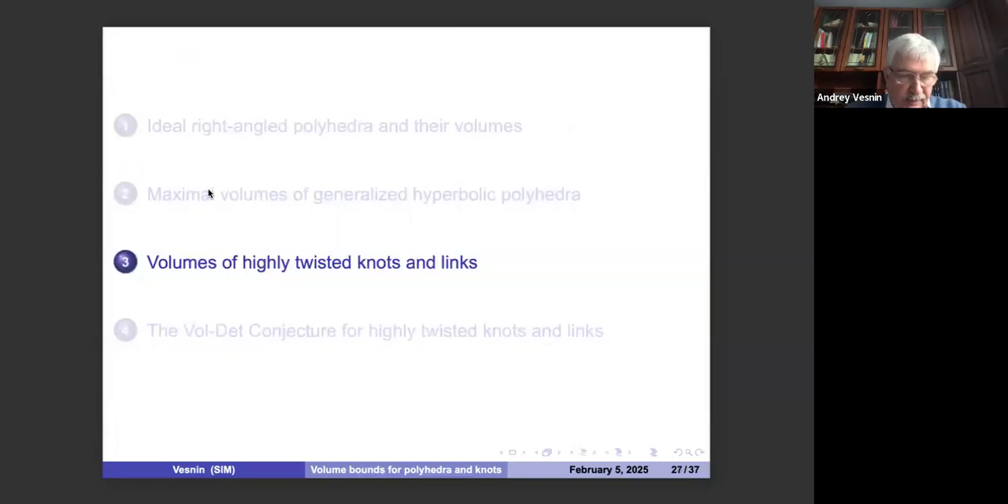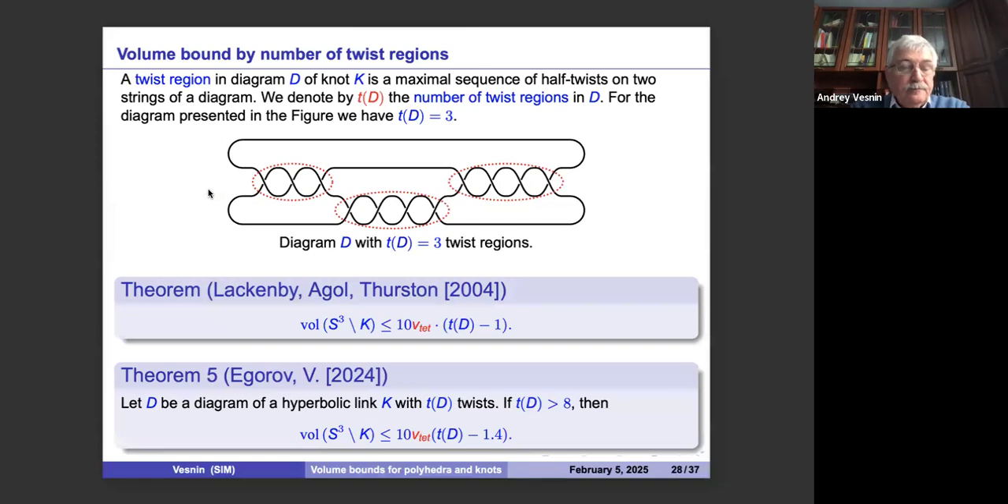And now I would like to discuss the applications to knots and links. Let's consider the following approach. If you have a diagram of a knot or link, you can talk about twist regions. A twist region is the maximal sequence of twists in two strings in the diagram, or in other words, just the maximal sequence of bigons. And let's denote by T of diagram D the number of twist regions in this diagram. Here is just an example of a diagram of some knot. And you see there are three twist regions, three maximal sequences of bigons. And this combinatorial parameter of the diagram is very useful.